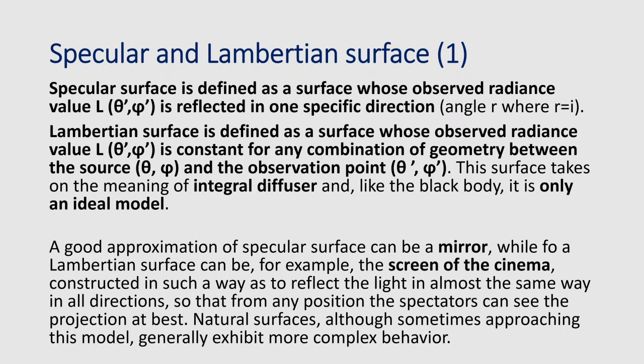For example, think about a mirror for a specular surface, or the screen of the cinema, or the screen we are using in class for our video projector. These are particular screens that are Lambertian diffusers, able to reflect the same quantity of energy in all directions, in order to allow the spectators in the cinema, or the students in the class, to see in the same way whatever position they are looking at the screen from.